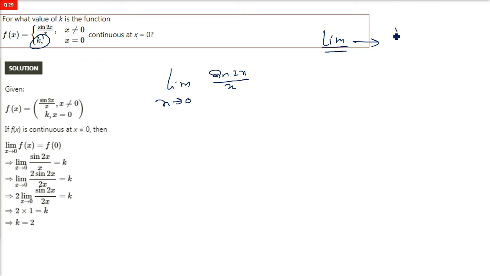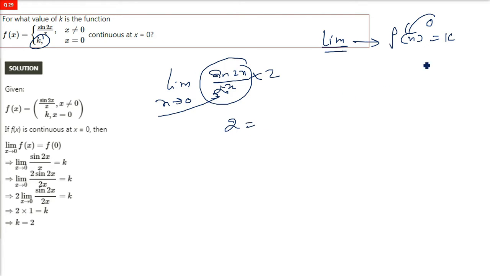So the limit of that function, if it is equal to the value of that function at that point where we have to check the continuity, then we say it is continuous. Since it is given continuous, we are dividing it by 2, multiplying it by 2. Sin theta by theta, we already know that it is going to be equal to 1. So k is equal to 2.